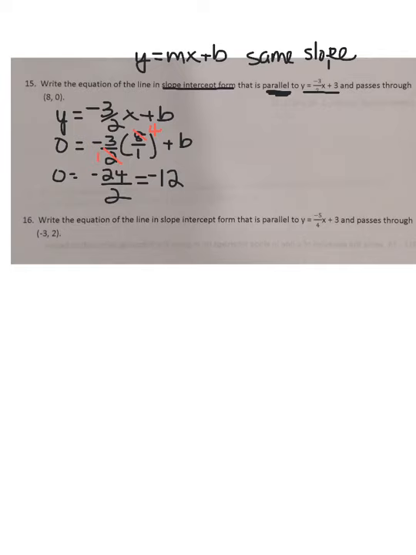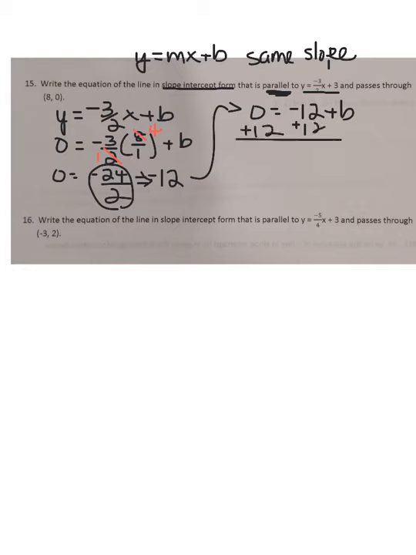And then I would have, oh, that was a mess, huh? Okay, so this right here becomes negative 12. So let me rewrite that because that's a mess. So I have 0 equals negative 12 plus b, which means I'm going to add 12, and that will give me my value for b. Final answer, y equals negative 3/2 x plus 12.